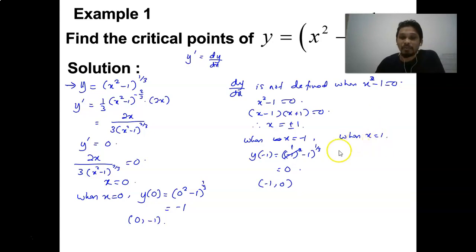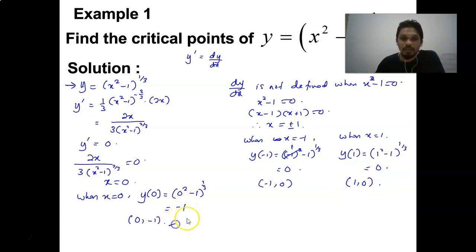And when x equals 1, again we substitute into this formula of the function y. When x equals 1, then we come up with 1 squared minus 1 to the power of 1 over 3. 1 squared is 1, minus 1 equals 0. Then we get another coordinate, which is 1, 0.